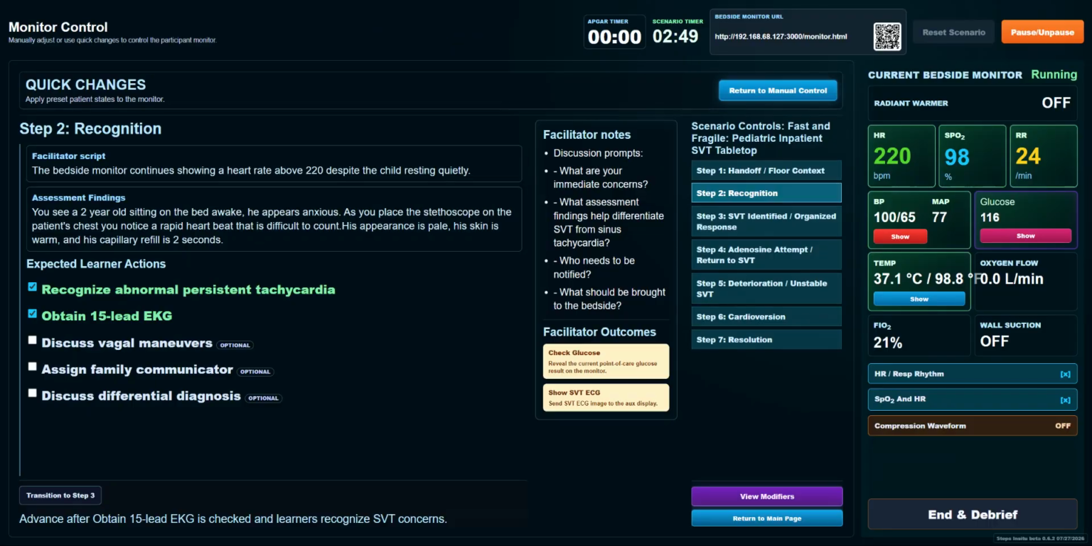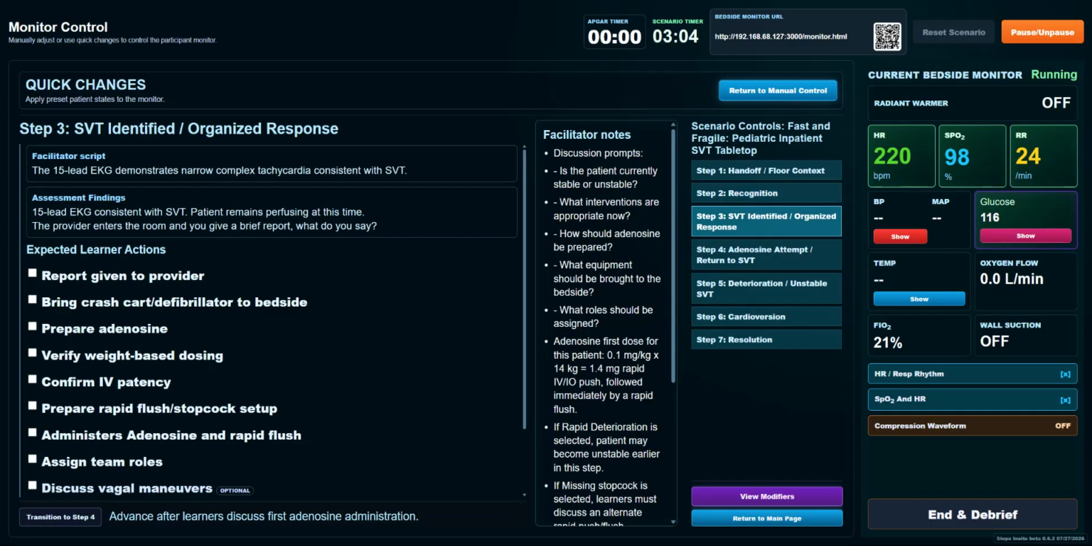And which we see is okay. So they'll discuss vagal maneuvers, even if they request to do it, they can. Family communicators are great. These are all optional, but very important parts of a simulation or a real life situation.